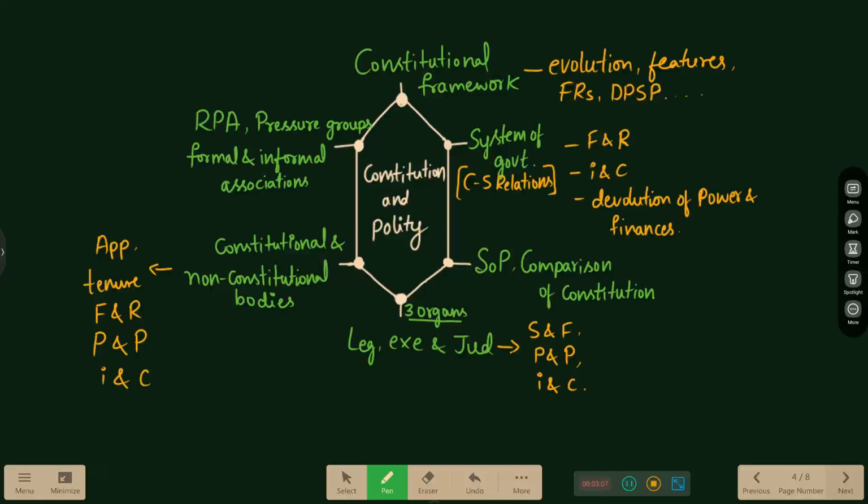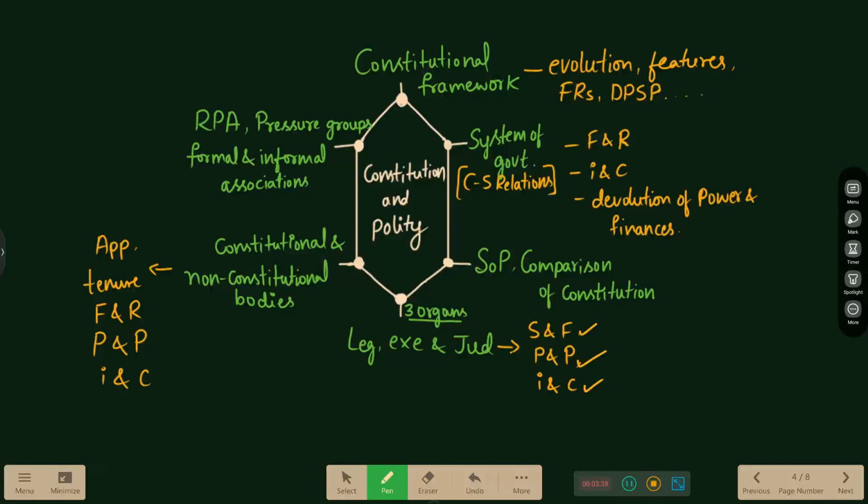Parliament and state legislature is the legislative body. Executive means president, governor, prime minister, chief minister, council of ministers, all the bureaucrats, etc. Judiciary: Supreme Court, High Court and other subordinate courts. These 3 organs you need to study. Their structure and function you need to study. Powers and privileges, issues and challenges you need to study in these 3 organs.